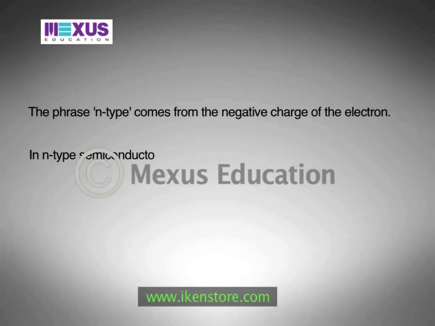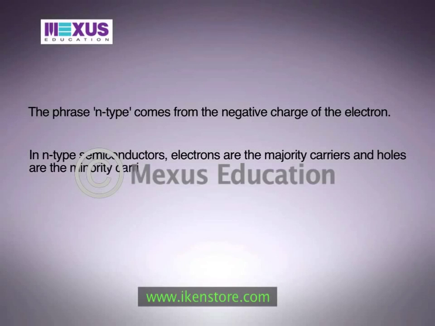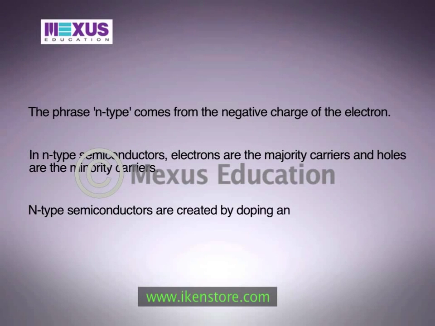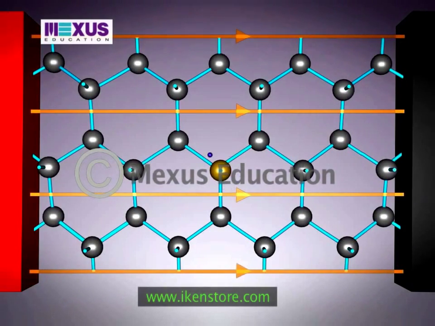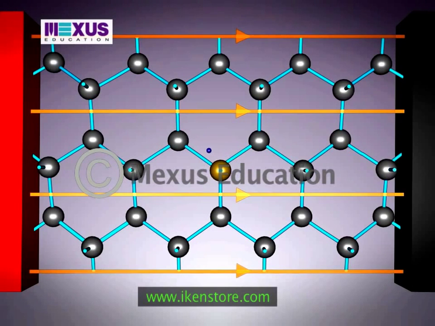In N-type semiconductors, electrons are the majority carriers and holes are the minority carriers. N-type semiconductors are created by doping an intrinsic semiconductor with donor impurities. Now, when an electric field is applied, the current flow is shown in the animation. In an N-type semiconductor, the Fermi energy level is greater than that of the intrinsic semiconductor and lies closer to the conduction band than the valence band.